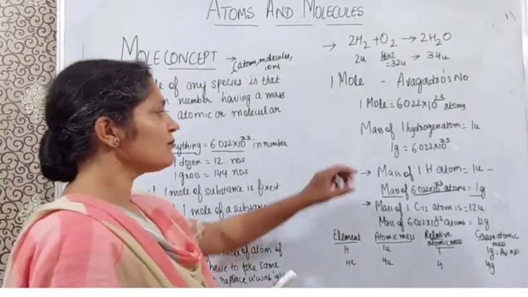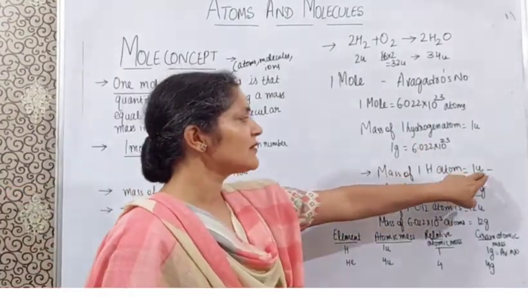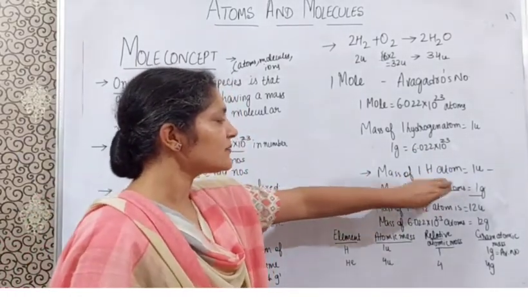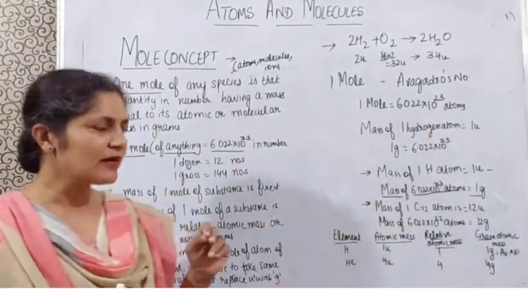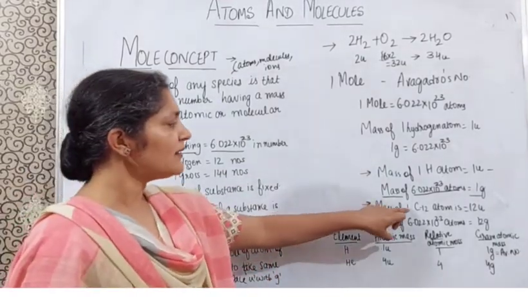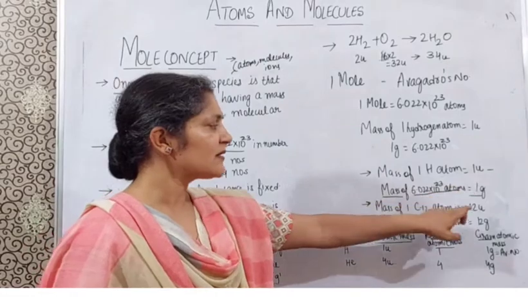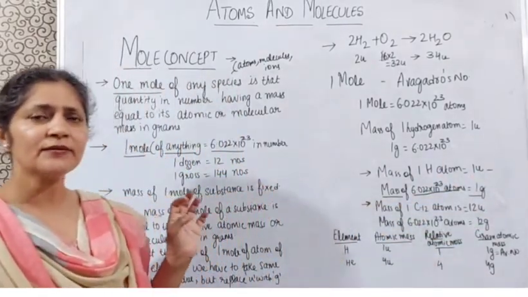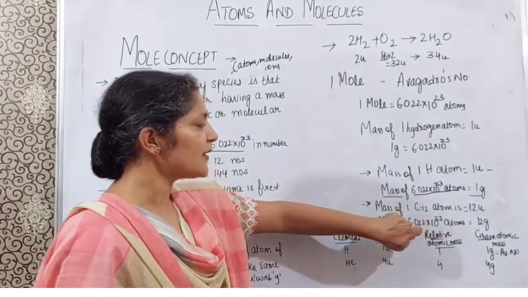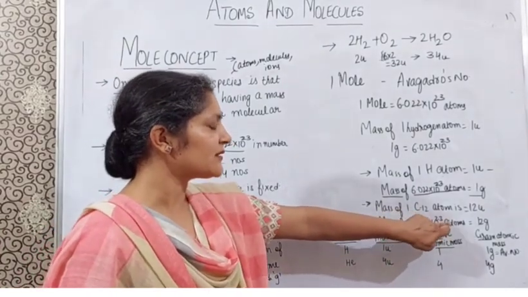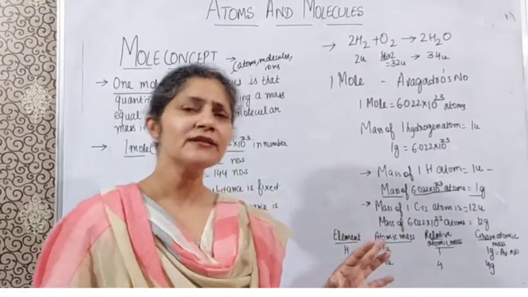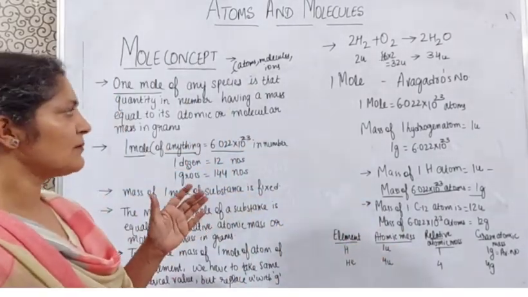We have seen that the mass of one hydrogen atom is 1 U, but the mass of how many atoms? This 1 mole is equal to 1 gram. So here is another example. The mass of one carbon-12 atom is 12 U, right students? And the mass of 6.022 into 10 raised to power 23 atoms is equal to 12 grams, right students? This is the concept of the mole.